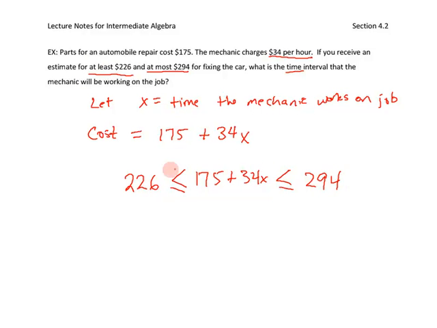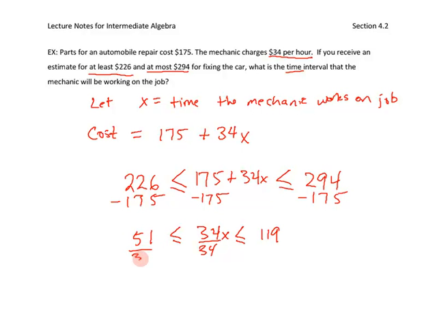Now we're going to solve this for x in the same way that we solved an earlier problem, that is to get x by itself in the middle. I'm going to subtract 175 from all three sides to get the x term by itself. This gives me 51 is less than or equal to 34x is less than or equal to 119. And if I divide through by 34 on all three sides, I have 1.5 is less than or equal to x is less than or equal to 3.5.